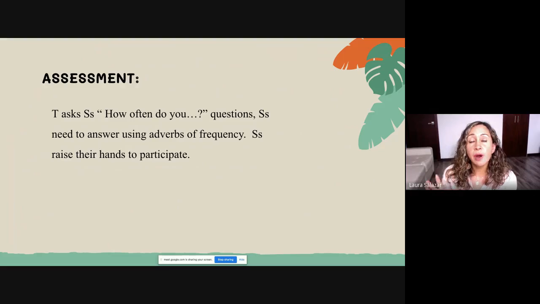So in this part, in the assessment, when the teacher asks, how often do you, for example, wake up at 7 o'clock, she is going to see if students really understood the topic, the lesson, or not. So she's going to ask each single student in the class to see if they understood or not.